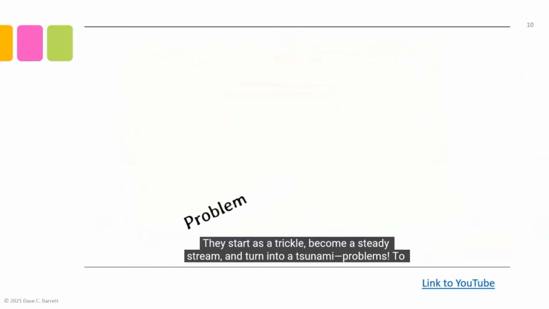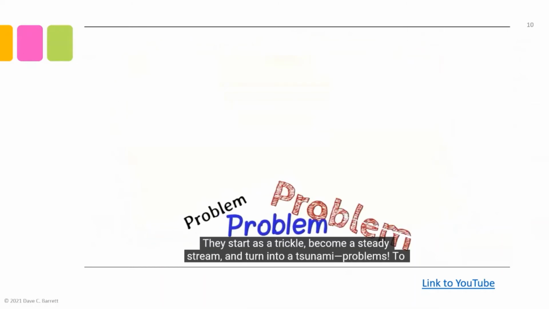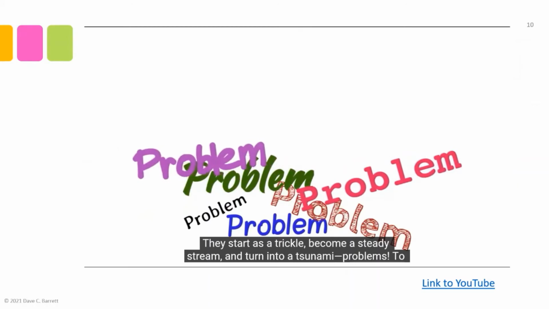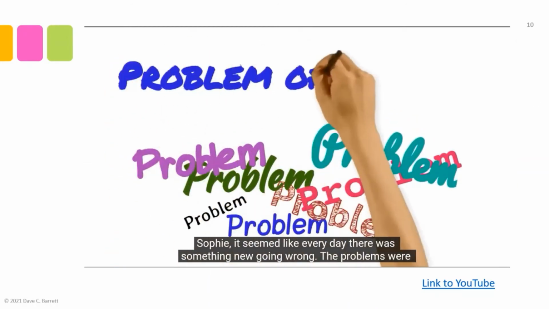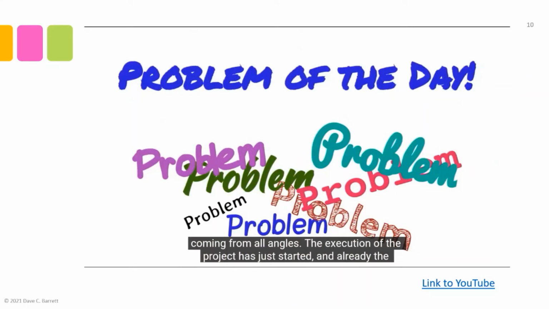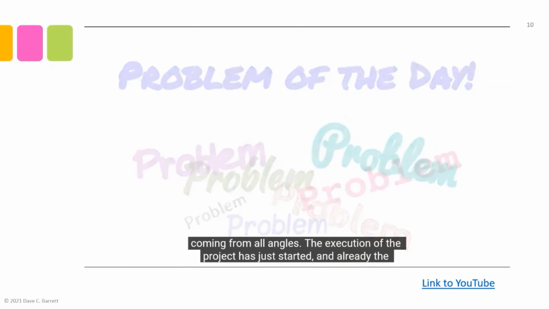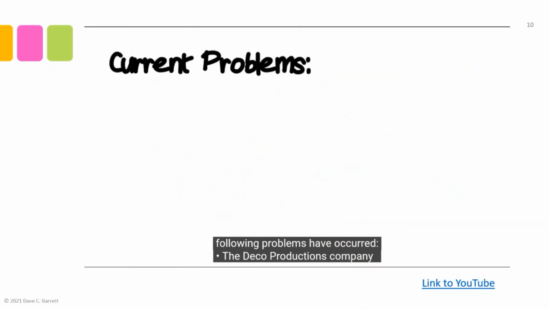They start as a trickle, become a steady stream, and turn into a tsunami. Problems. To Sophie, it seemed like every day there was something new going wrong. The problems were coming from all angles. The execution of the project has just started, and already the following problems have occurred.